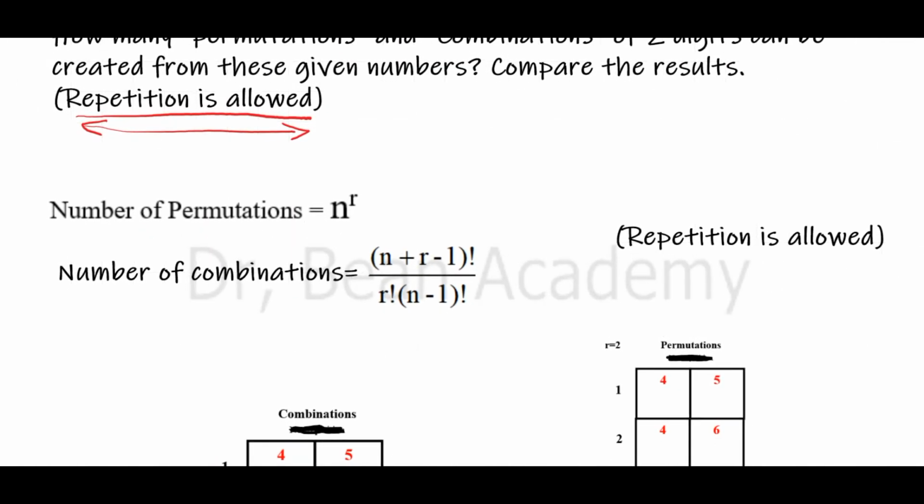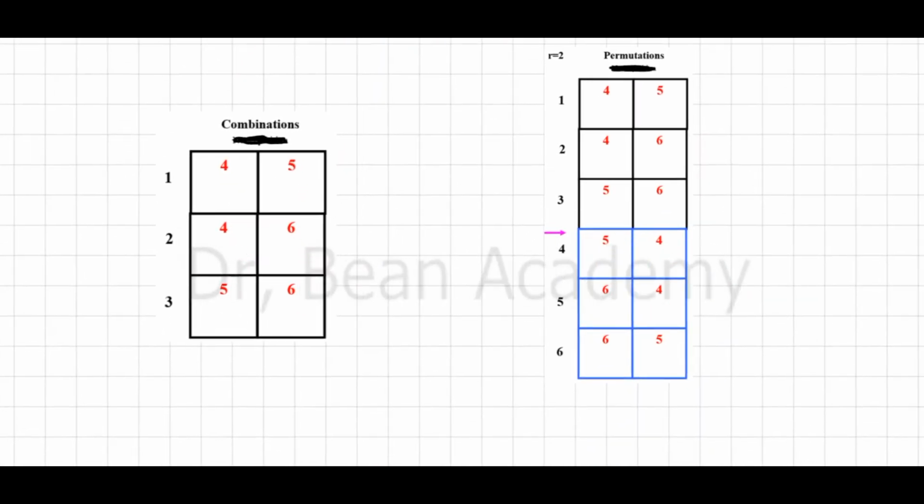So have a look at the formulas. If repetition is allowed, the number of permutations is equal to n power r. So n is 3 and r is 2. So I can make 9 permutations if repetition is allowed. Similarly, if I use this formula, my calculator tells me I can make 6 combinations if repetition is allowed. Remember that.